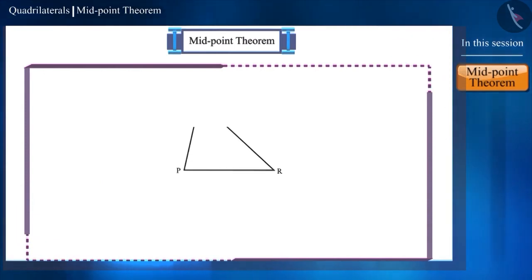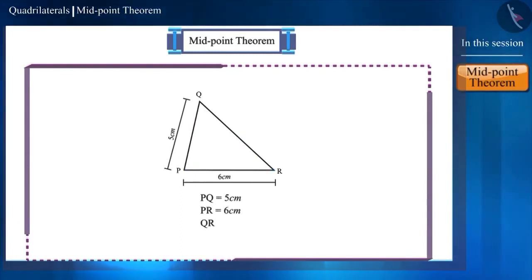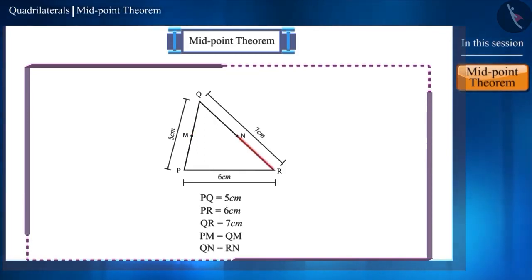Friends, draw a triangle PQR, the lengths of whose sides PQ, PR and QR are 5 cm, 6 cm and 7 cm respectively. Now, suppose the midpoint of side PQ is M and the midpoint of QR is N. That is, PM is equal to QM and QN is equal to RN. And draw a line segment MN by joining the points M and N.